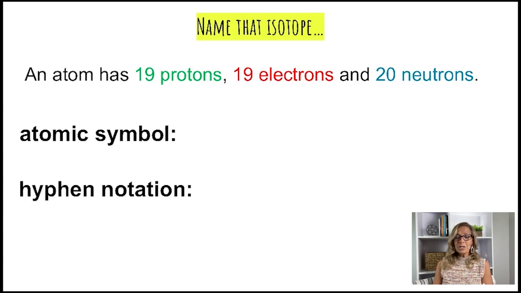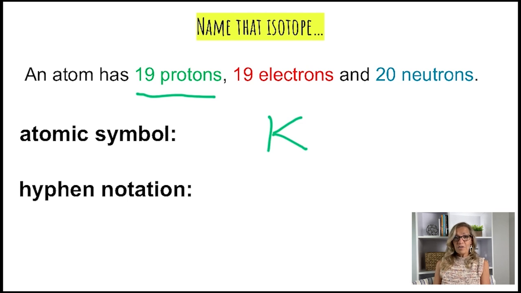Now, let's do a little practice here. Let's say I have an atom that has 19 protons, 19 electrons, and 20 neutrons. Can we write the atomic symbol? Well, first of all, we have to identify what the element is. We identify the element by protons. So element number 19 is potassium, and the symbol is K.